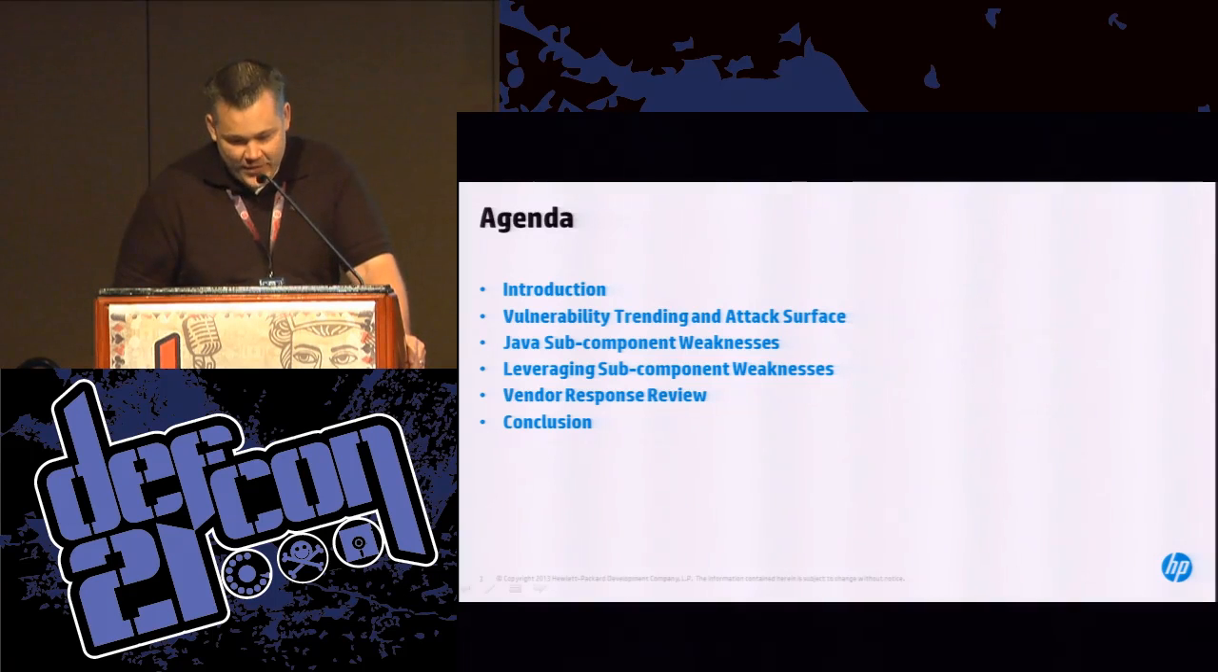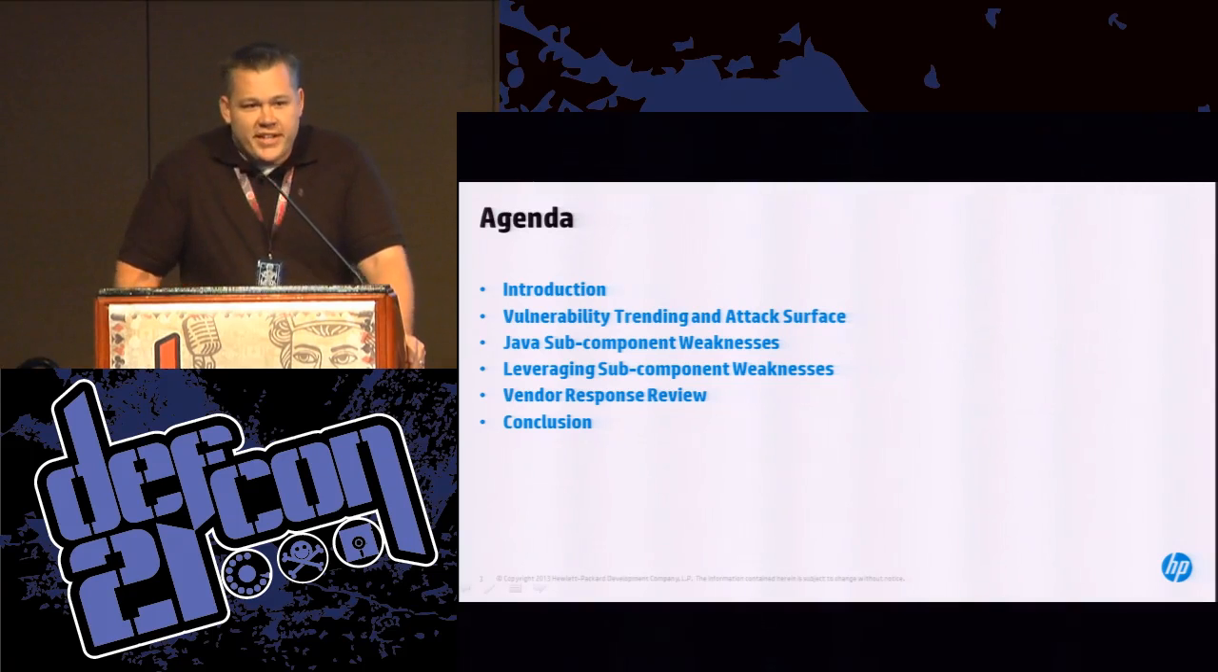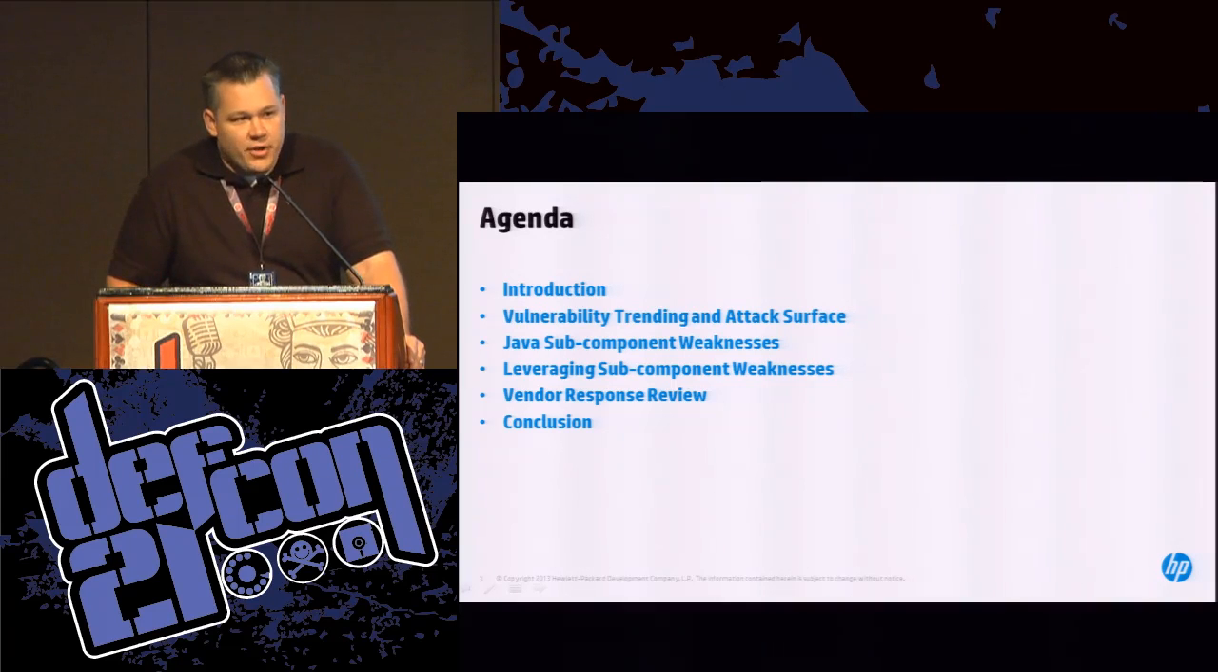So for the agenda, we're going to take a tour of Java's attack surface. We're going to describe the different vulnerability types that exist in the framework itself. Then we're going to go through a set of 5 case studies of the top vulnerability types in the Java framework. Provide you a set of proof of concepts for triggering those bugs.